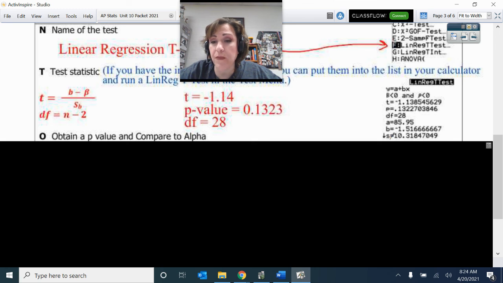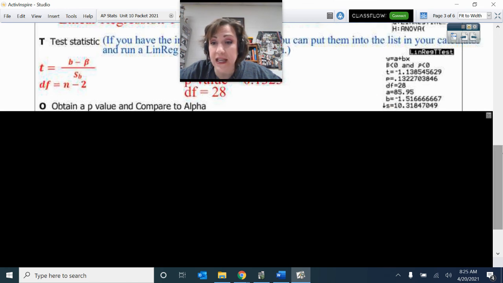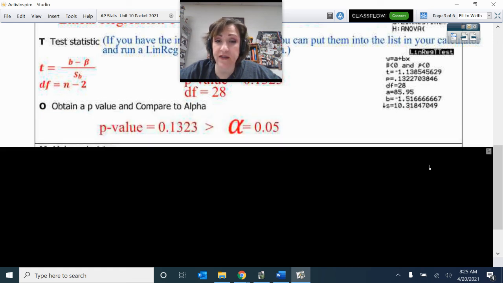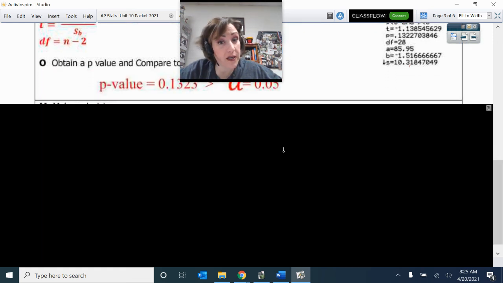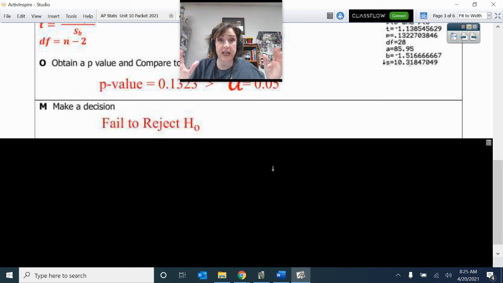Okay? Now, FYI, this little s right here is the standard deviation of the residuals. I might should have noted that. I tell you that also on your homework assignment. So the average amount that the actual score is varying from the predicted score is about 10.3 points. Okay, so what do we do now? Our p-value is greater than alpha. So what happens? We fail to reject.